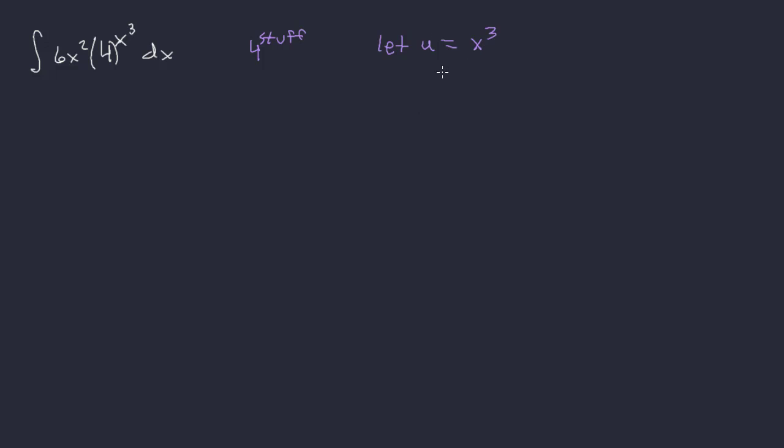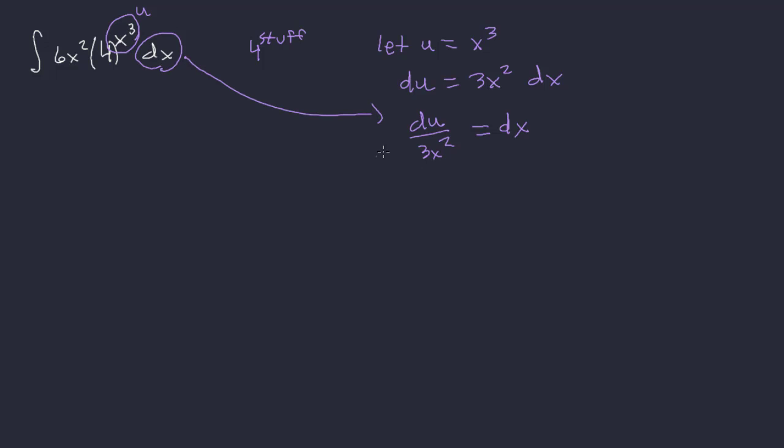Now, we should be pretty confident we're on the right track because the derivative of x cubed is 3x squared, and we have an x squared right there. That is always a good sign that you're on the right track, if you see something really close to the derivative already sitting here. So our du is going to be 3x squared dx, and we can just divide this through to get that du over 3x squared is equal to dx.